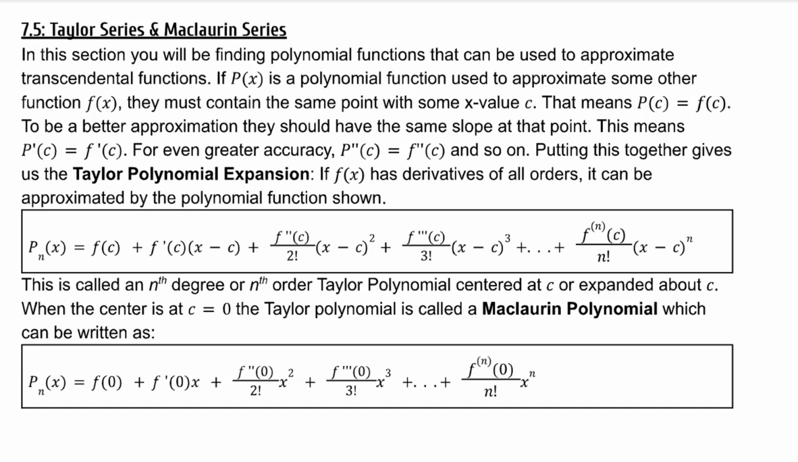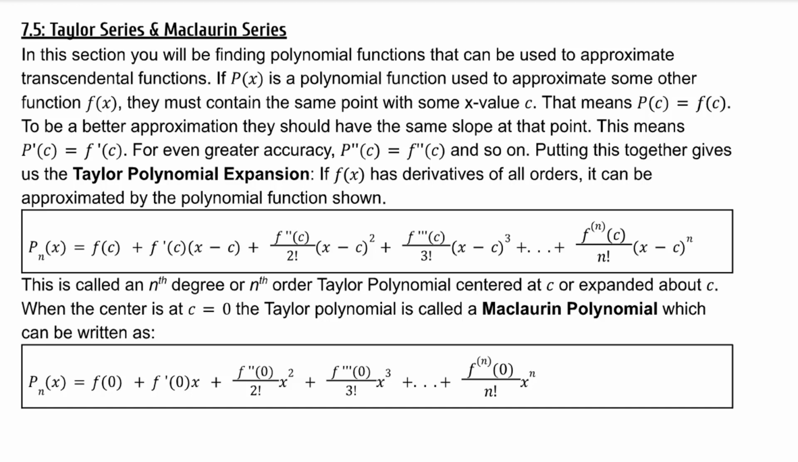To be a better approximation, they should have the same slope at that point. That means p prime of c is equal to f prime of c. For even greater accuracy, p prime prime of c should equal f prime prime of c, and so on. Putting this together gives us the Taylor polynomial expansion.